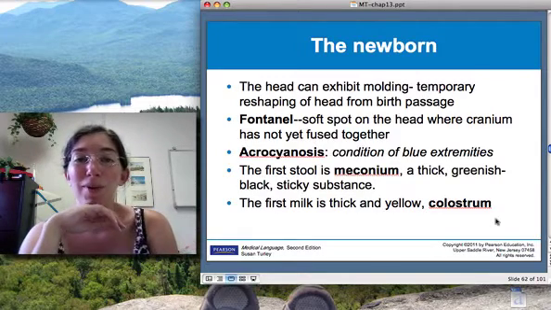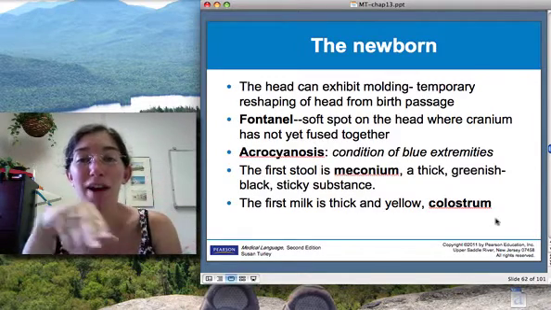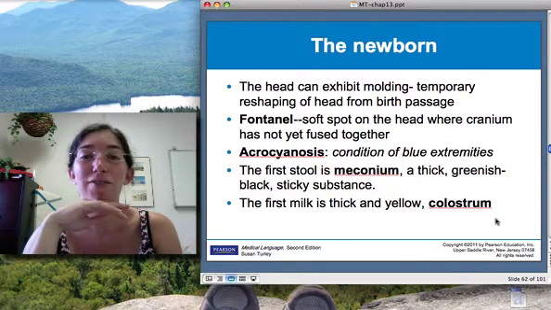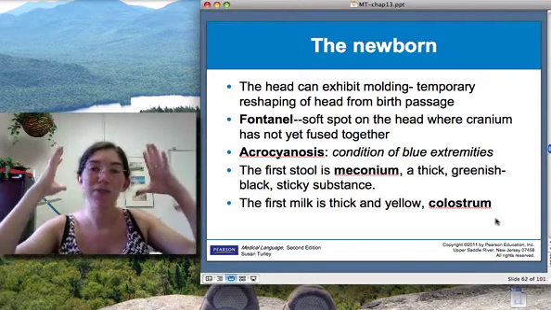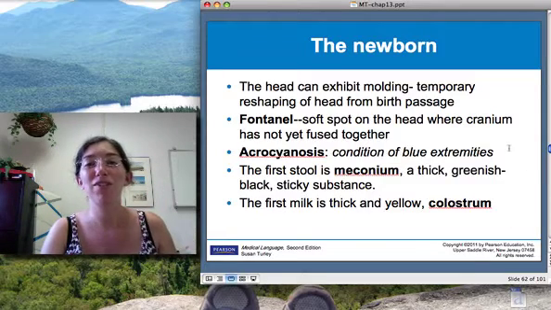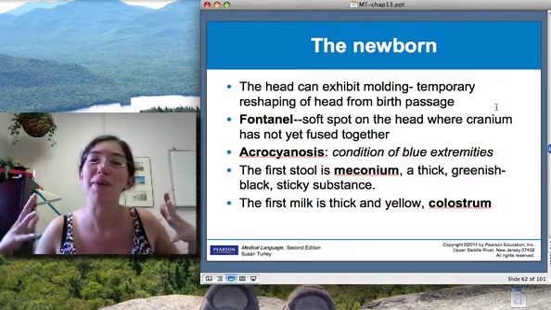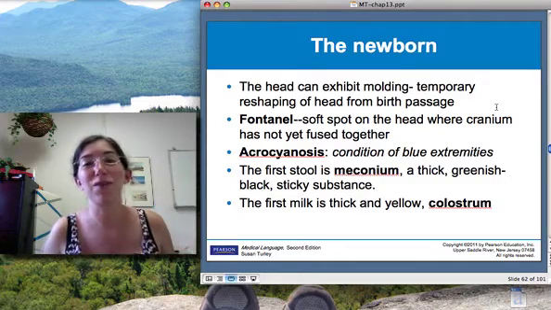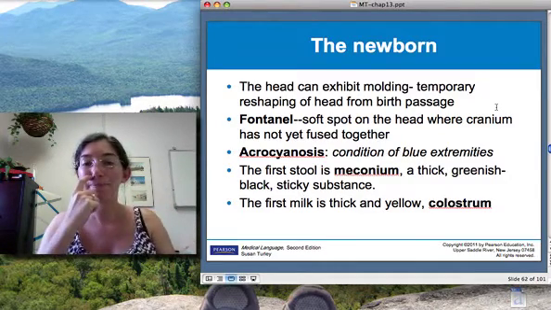So in newborns that are birthed vaginally, a lot of times their heads have this funny shape, this elongation shape called molding, which is temporary, it goes away, but it's from actually physically squeezing through this narrow birth canal.